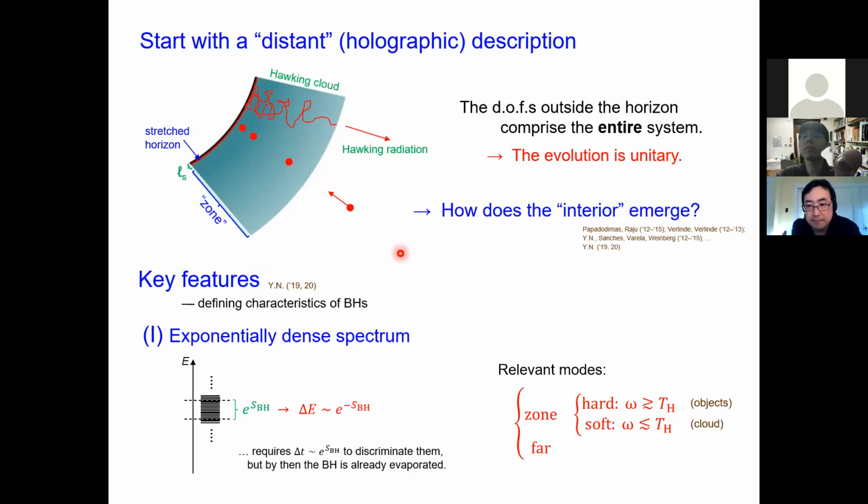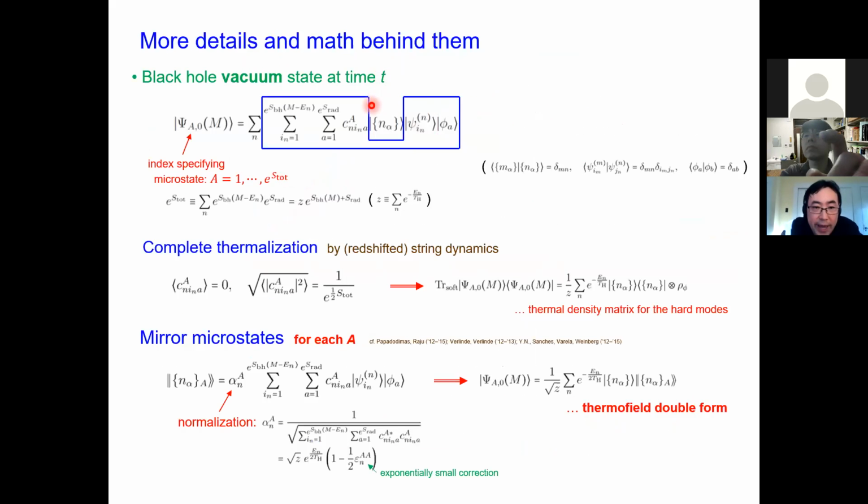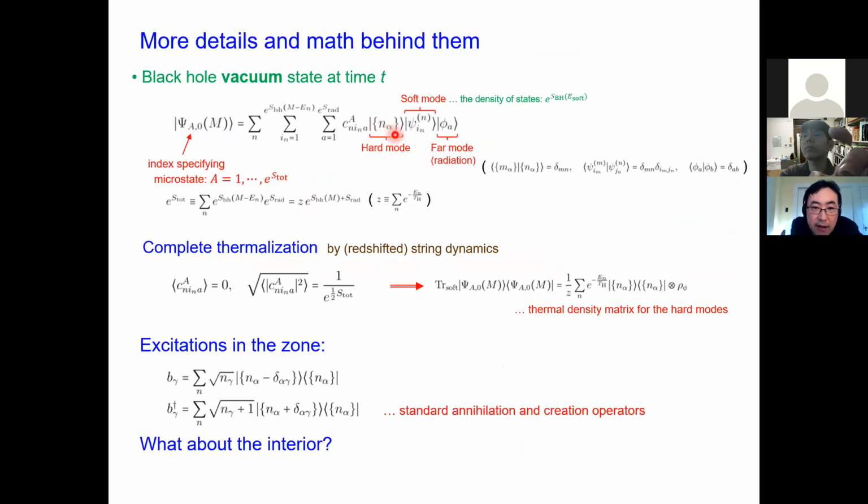And you're saying that in the zone there's the information of the microstate? Oh yeah, soft modes are the microstate. A soft mode is there in the zone. More precisely, for each hard mode you have exponentially many soft modes, because it's exponentially dense. The way these two are precisely entangled is this index, that's the black hole.